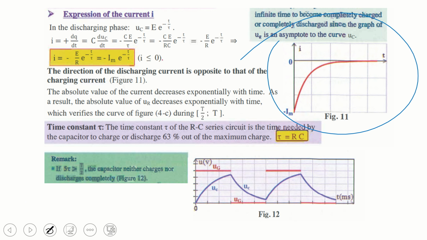Here we have a remark: if 5 tau exceeds the half period, the capacitor cannot be fully charged or completely discharged. Okay, so the variation of UC as function of time will be of this form. So we'll not have a permanent phase where UC becomes constant equals to E, or approximately equals to E when it's fully charged, and the capacitor voltage will not be equal to 0 when it is fully discharged.